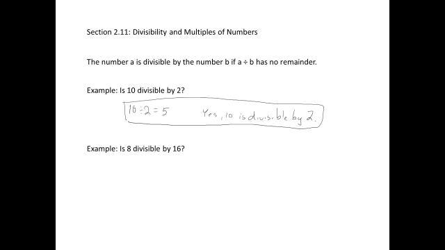Example, is 8 divisible by 16? We'll use the definition again. 8 is divisible by 16 if 8 divided by 16 has no remainder. What's 8 divided by 16? A lot of students' reflex is to say 8 divided by 16 is 2, but that's not correct. 8 divided by 16 is going to leave you with 8 over 16.